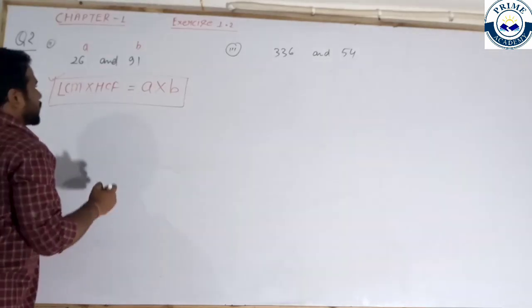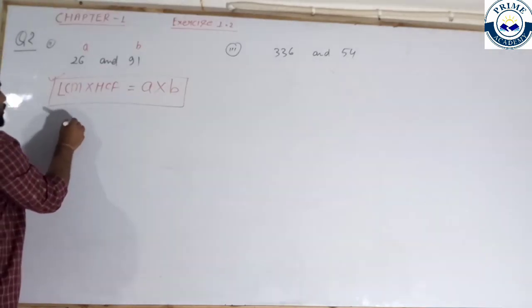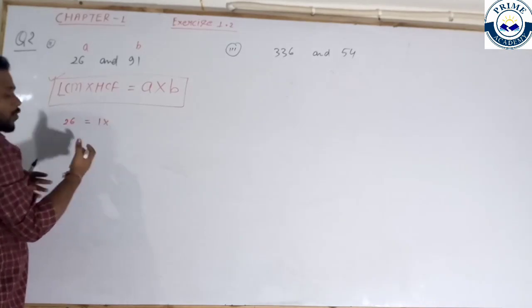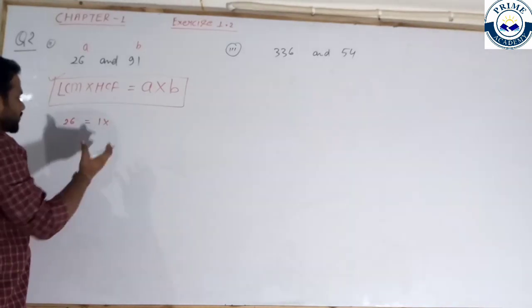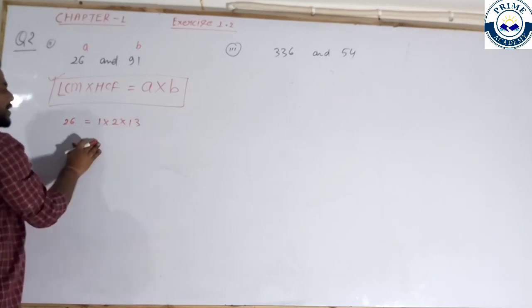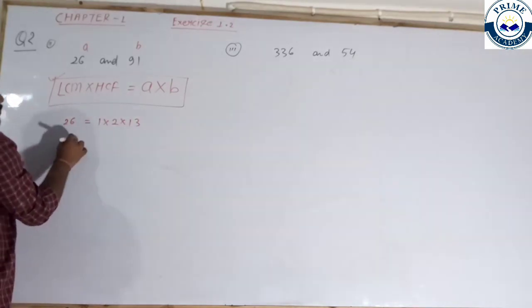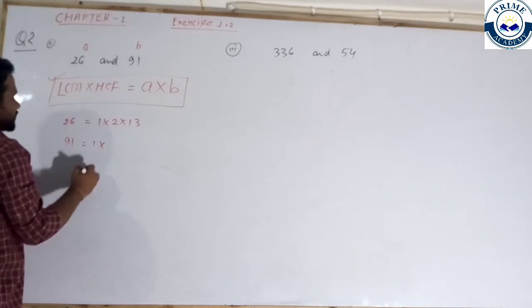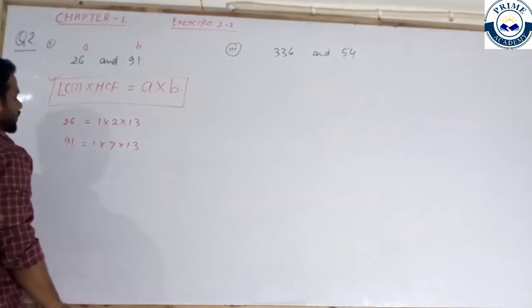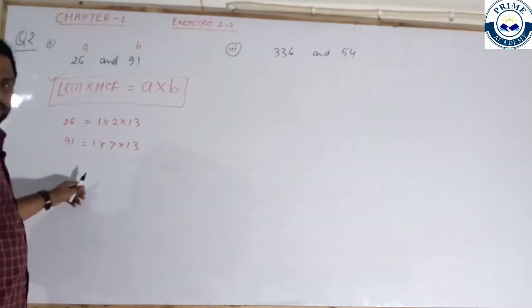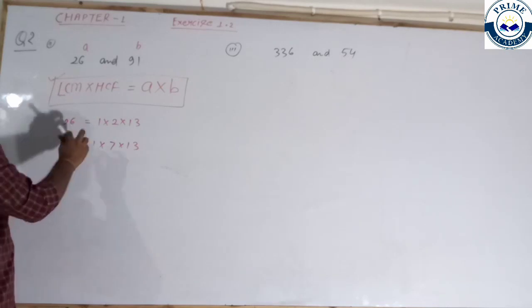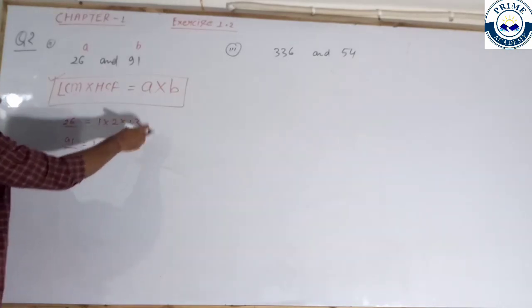So as I know, 26 will be factorized as 1 into 26, it is always the same number, and 2 into 13, it will be 26. Now 91 will be 7 into 13, right? So in these two numbers, by factorizing them, what did you get?